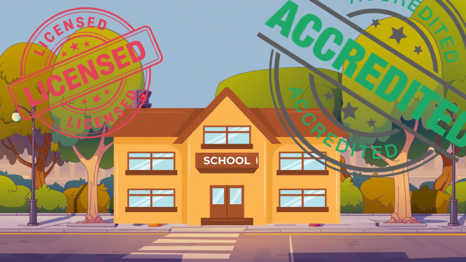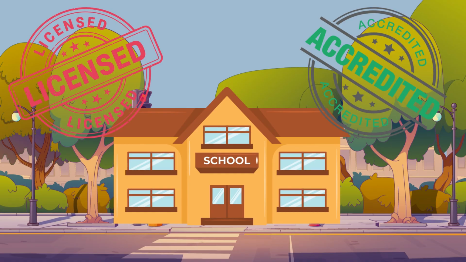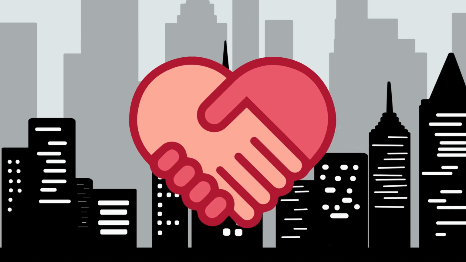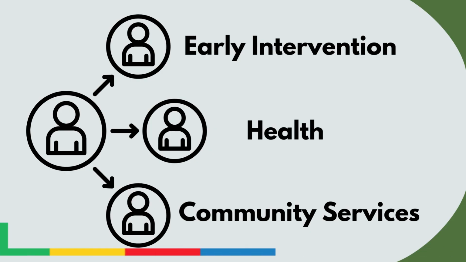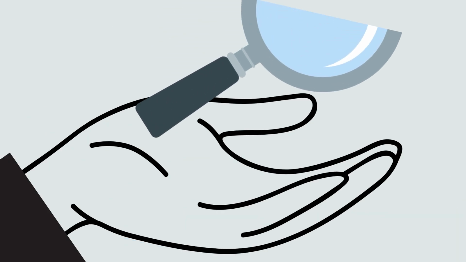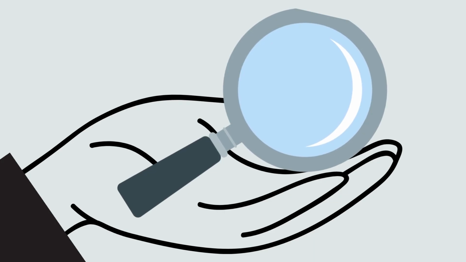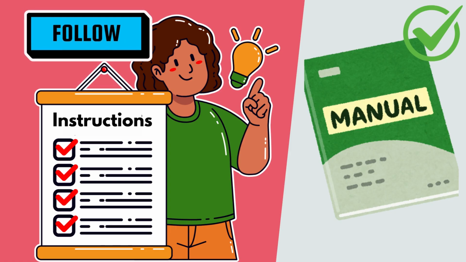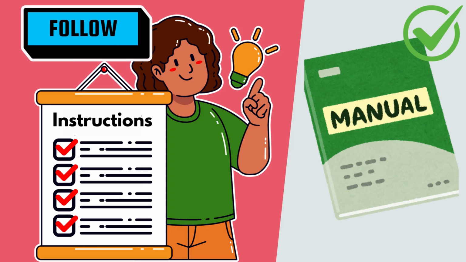Meets licensing, quality, or accreditation requirements. Many state and national systems require documented developmental screening as part of best practice. Strengthens community connections. This facilitates referrals to early intervention, health, and other community services when needed. It equips staff with a structured tool to observe and document development, making it easier to address concerns objectively. Instructions from the developer should be followed to fidelity when administering the tool.